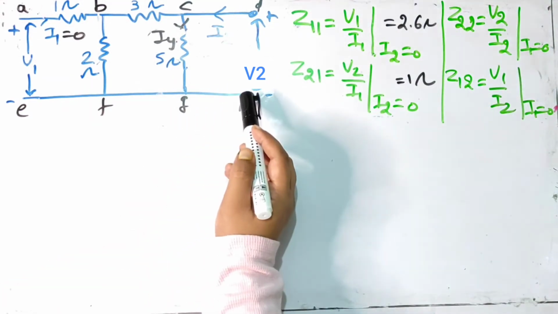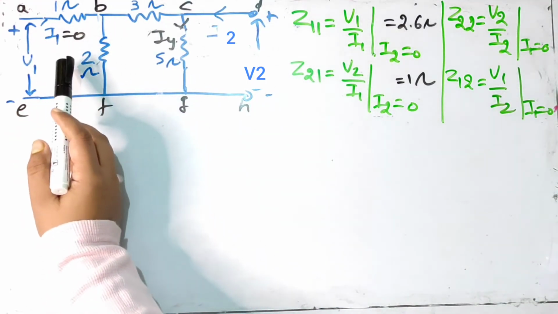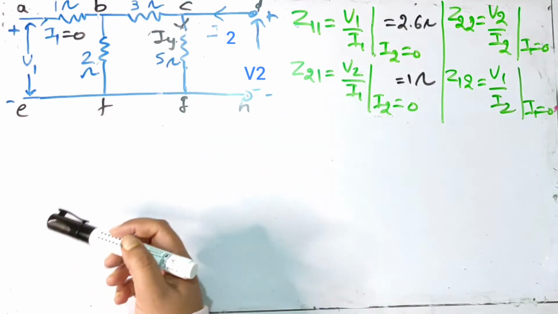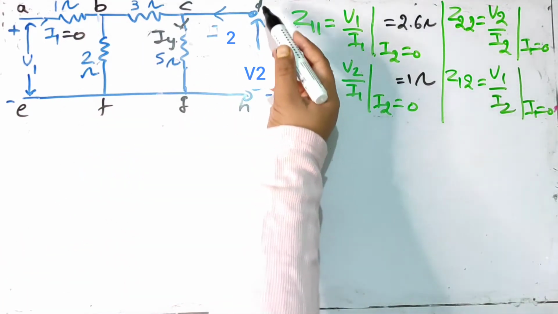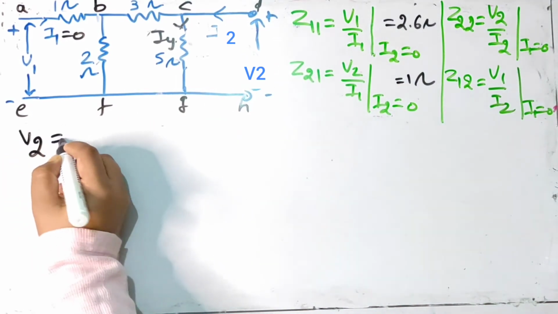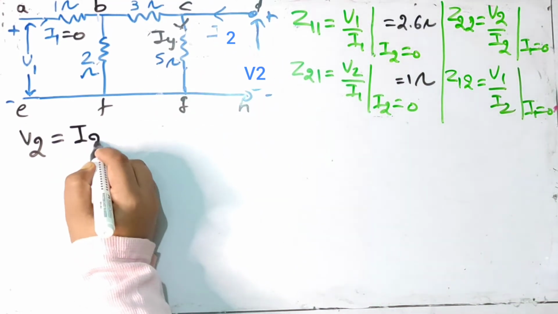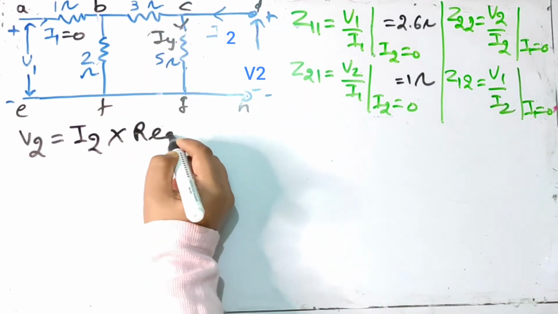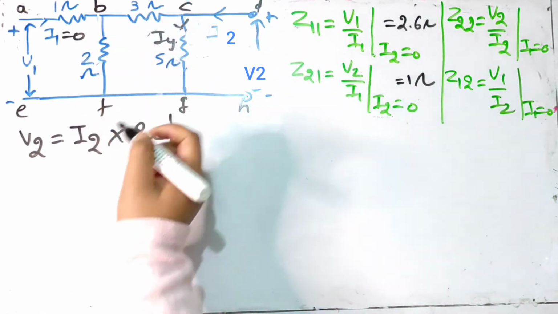Now in situation 2, the current I2 is flowing while the current I1 is 0. So there is no current through 1 ohm, so it will not be considered in calculations. If we look at the circuit from the terminal DH, we know that the value of V2 is equal to the current that is flowing in the circuit, I2, multiplied by R equivalent, let's call it R equivalent dash. So let's just find out the R equivalent dash.